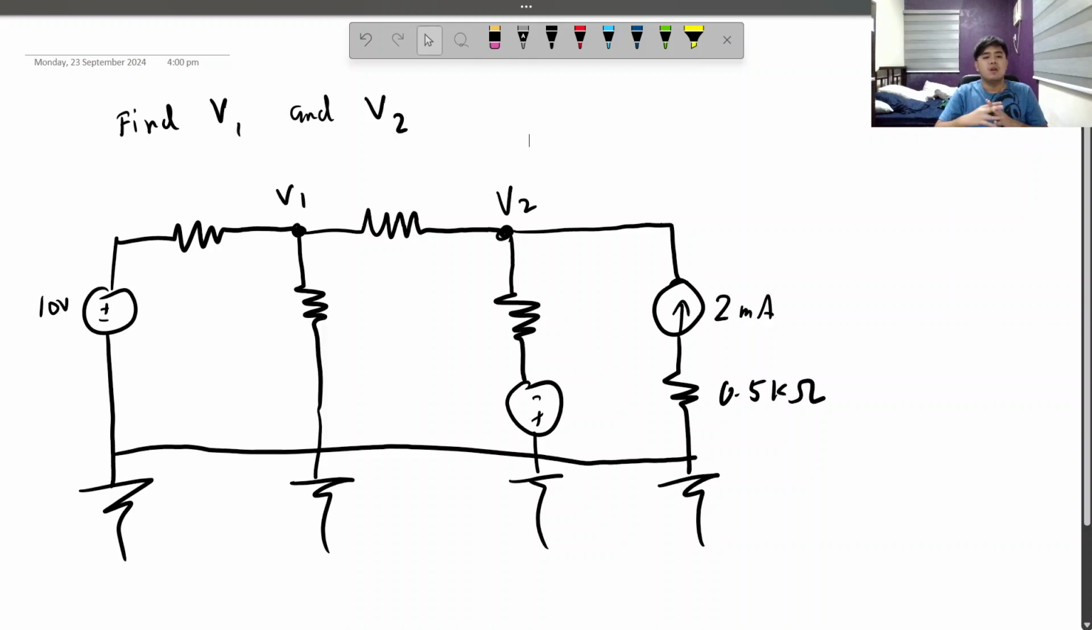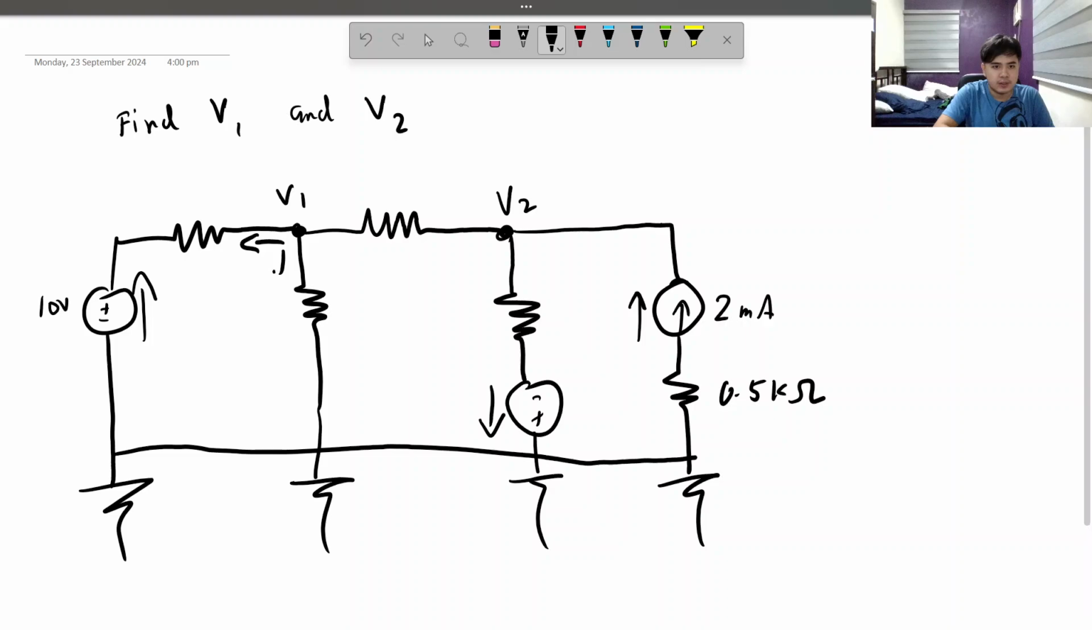Here we go. So we are tasked with finding V1 and V2. Now there are two voltages that we have to find. And how are we going to find that? Well, still nodal analysis. So again, let's establish direction. This goes like that from negative to positive. This goes from negative to positive, and of course, this is pointing up. So it's going there. Now, let's assume outgoing current for V1 and V2.